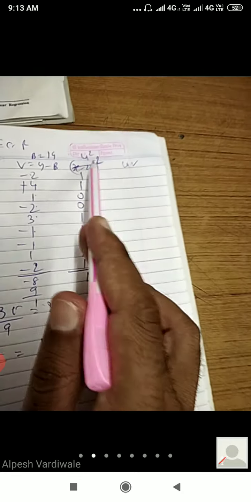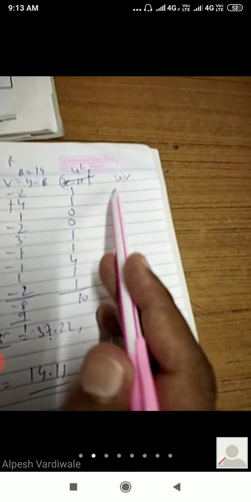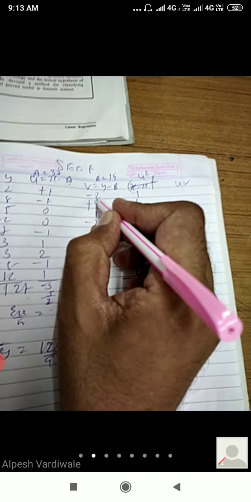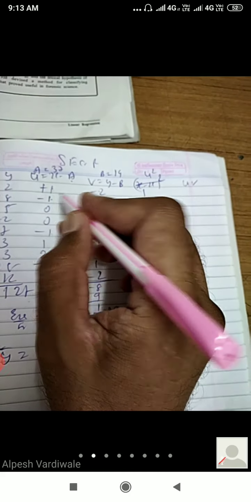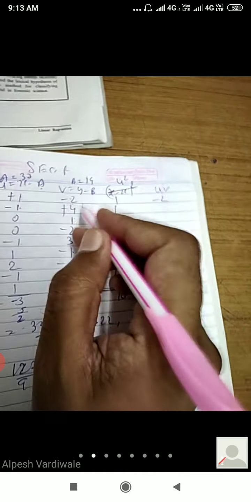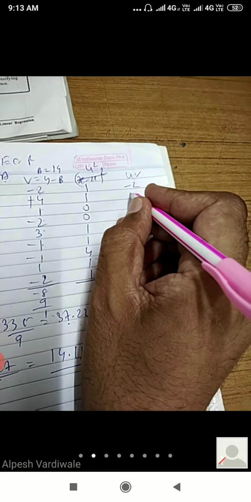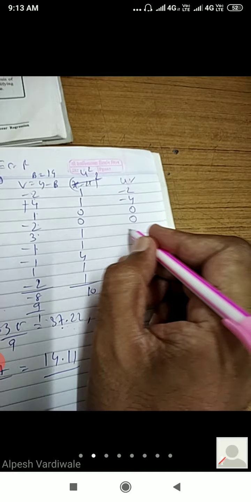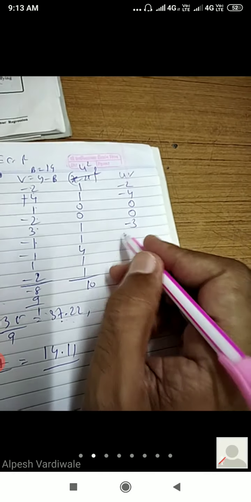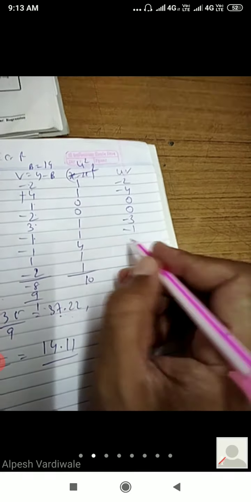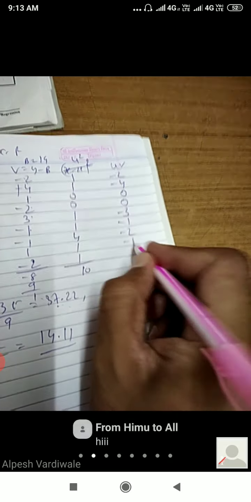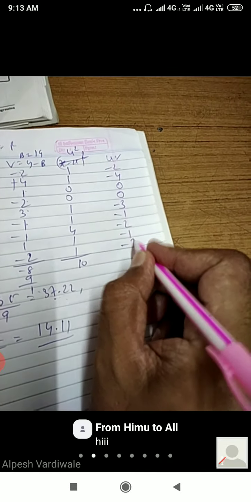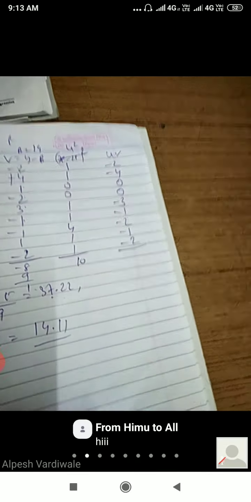Okay. And u square we already found. After that you have to find your uv. Now we find uv here. Minus 2 into plus 1, that is minus 2. 4 into minus 1, that is minus 4. Here 0, here 0, here minus 3, here minus 1, minus 2, minus 1, minus 2. Okay. What's the total here?